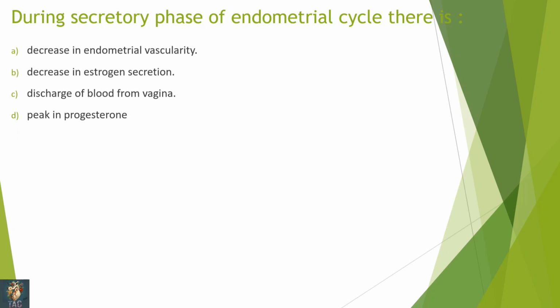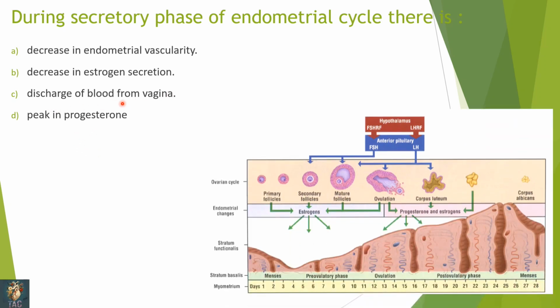Next MCQ: during the secretory phase of the endometrial cycle, there is decrease in endometrial vascularity, decrease in estrogen secretion, discharge of blood from the vagina, or peak in the progesterone. Look at this, this is the secretory phase. In the secretory phase there is increase in vascularity of the endometrium, there is no decrease in estrogen secretion, and discharge of blood from the vagina occurs in the menstrual phase. The main important event in this phase is the peak in the progesterone level. So option D is the correct option.